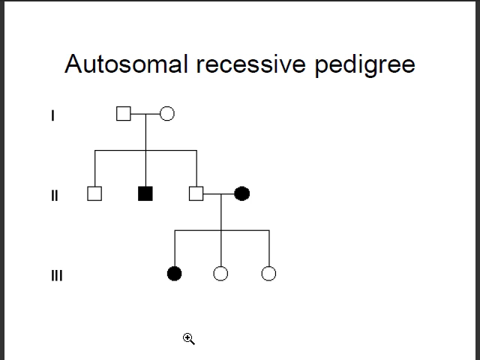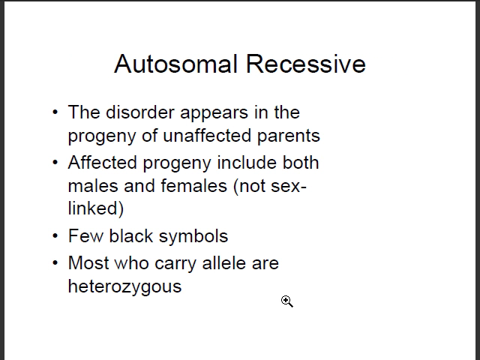So here's an autosomal recessive pedigree. You can see the affected individuals are dark colored here, and there's not a whole lot of them, and it appears to skip a generation, wherein you have unaffected parents have an affected child. So the rules are: the disorder appears in the progeny of unaffected parents. Affected progeny include both males and females. It's not sex-linked.